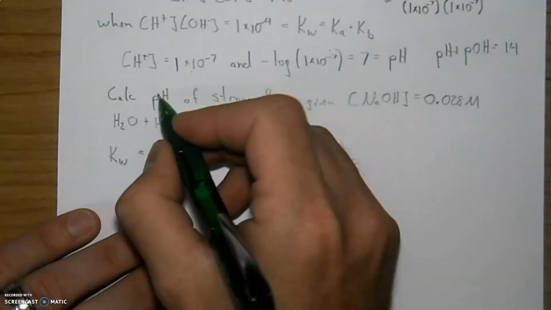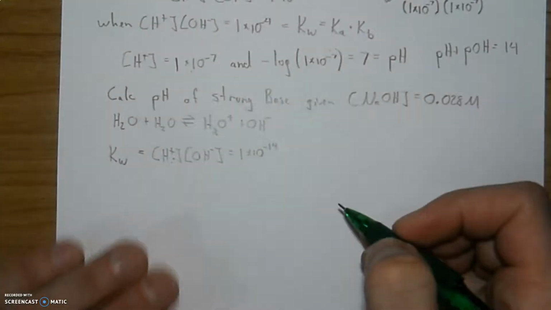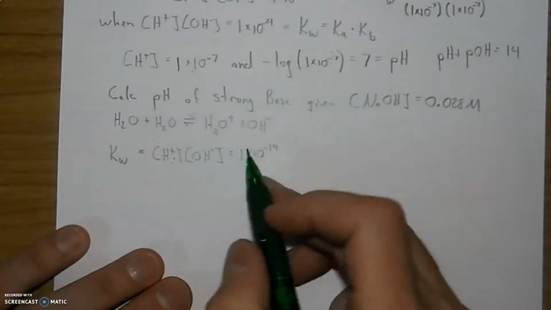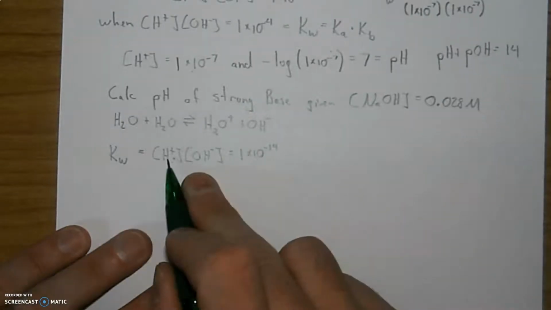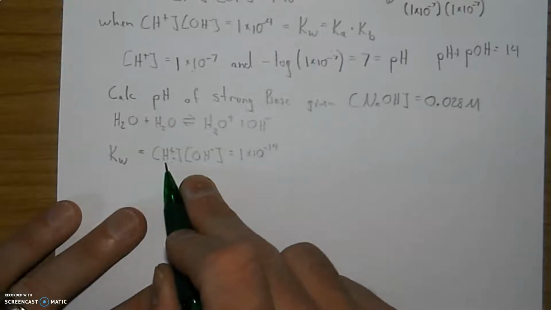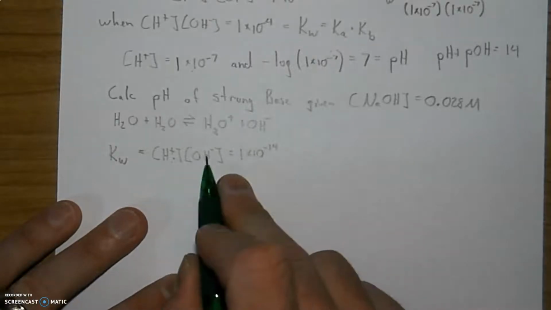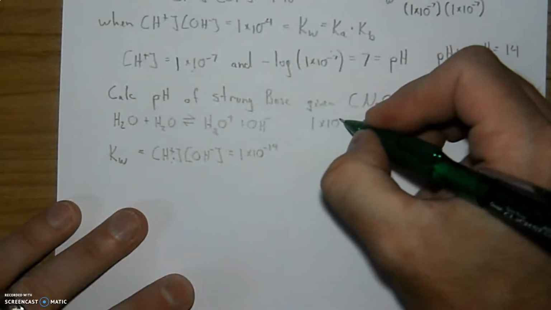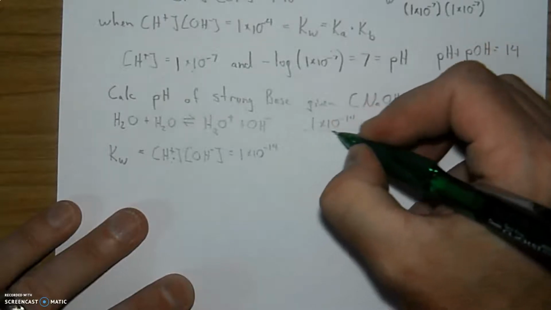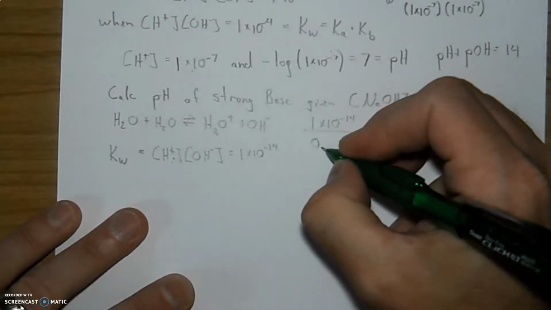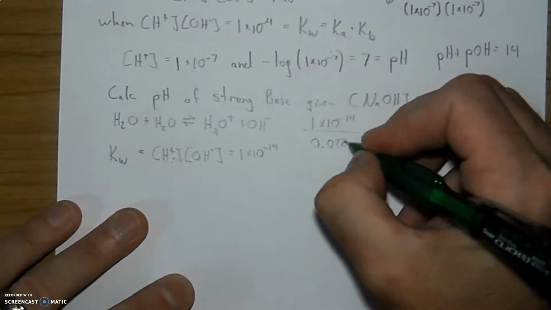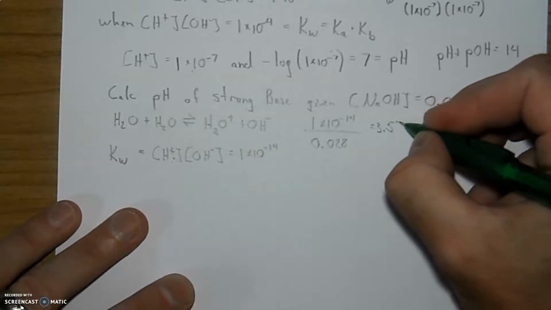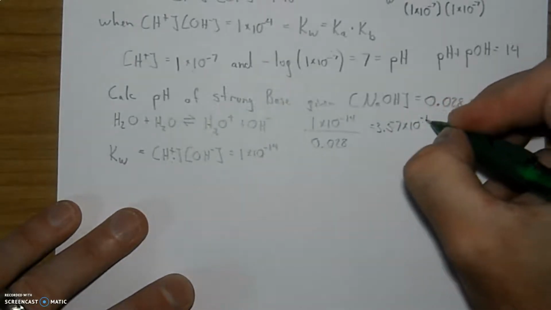And these two guys are directly related. I know this is a lot. So let's just kind of play around with this and figure it out. If I have these two pieces of information and I'm going to isolate for this one here, what I can do is take this and divide it by this. So I'm going to write that out. 1 times 10 to the negative 14 divided by 0.028 is equal to 3.57 times 10 to the negative 13.